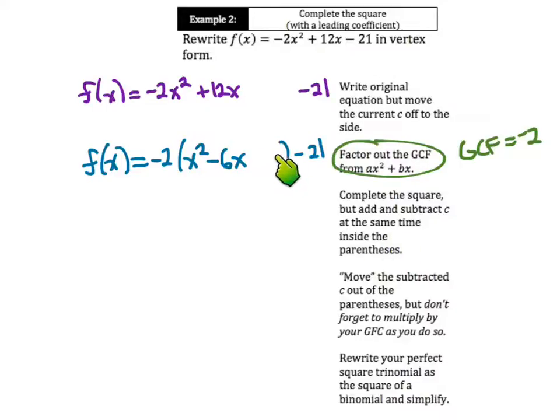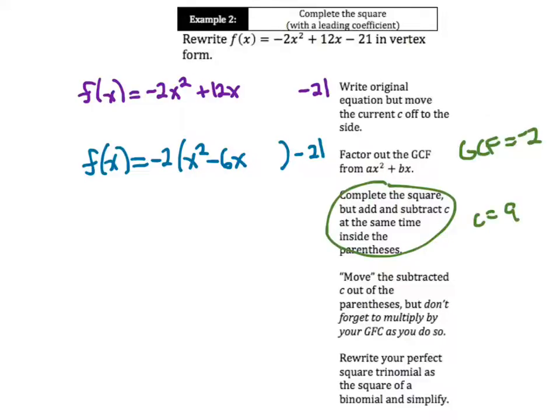Why do I need to keep that inside the parentheses? Because I've factored out -2. And that's going to become important in a moment. Okay, so what's the c I need to add? I need to add 9. So I'm going to add 9 and subtract 9 all in that area all at once.